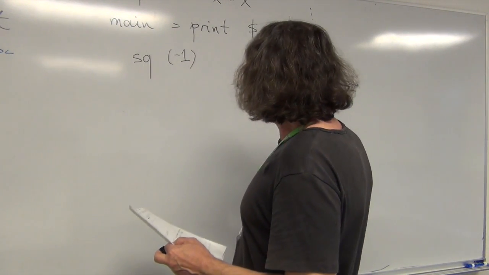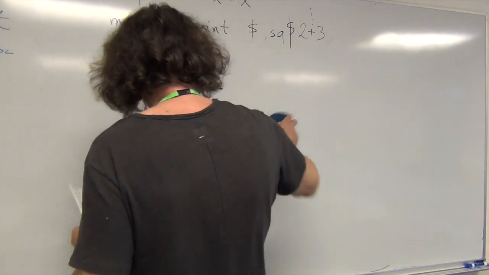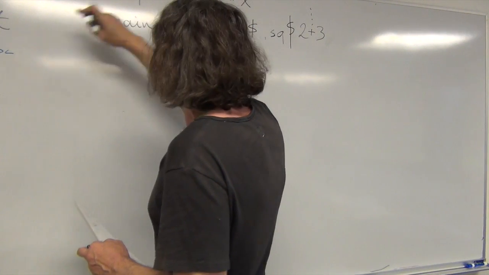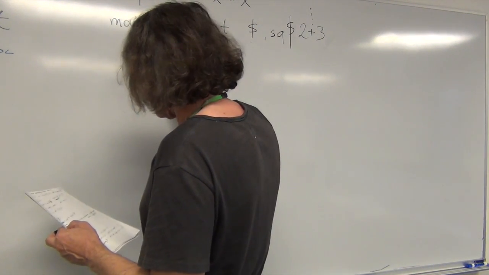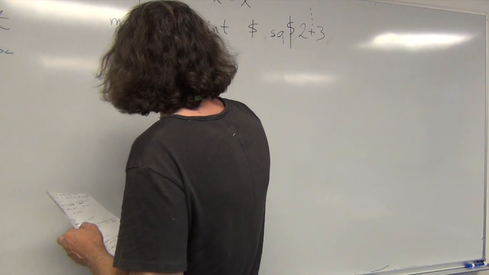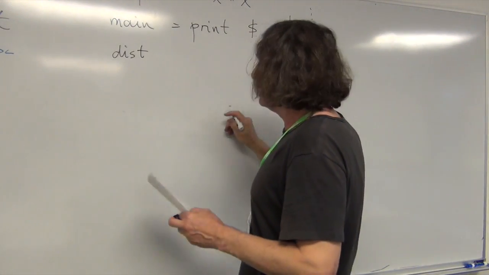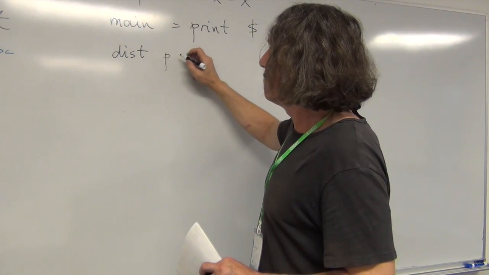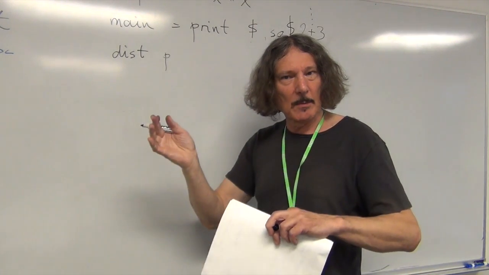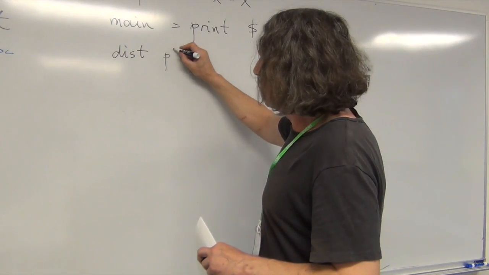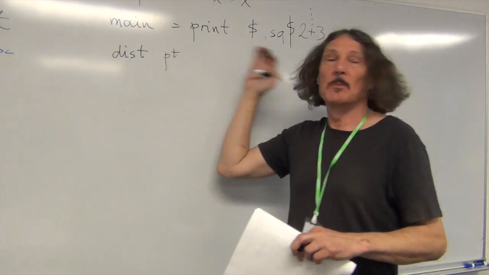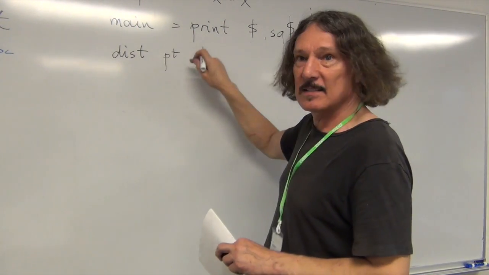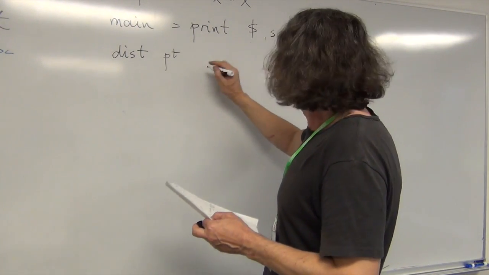Okay, now let's define a function that actually calculates distance, because the one we used before was square distance. So let's use distance, and we'll pass it a pair. This is the notation with a pair. We'll say pair is like a point in 2 dimensions. Let's call it PT. So this is the definition of distance that takes a pair.